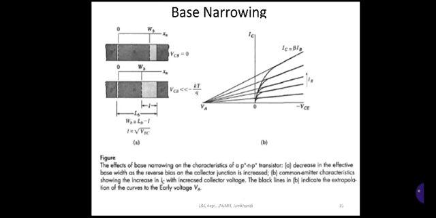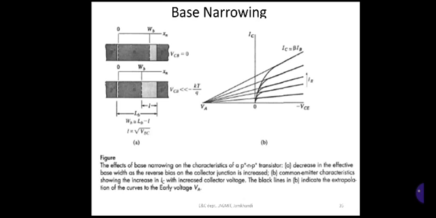So here the slope is introduced by the early effect. It is almost linear with the collector current IC, and the common emitter characteristics extrapolate to an intersection with the axis at VA, which is called the early voltage.